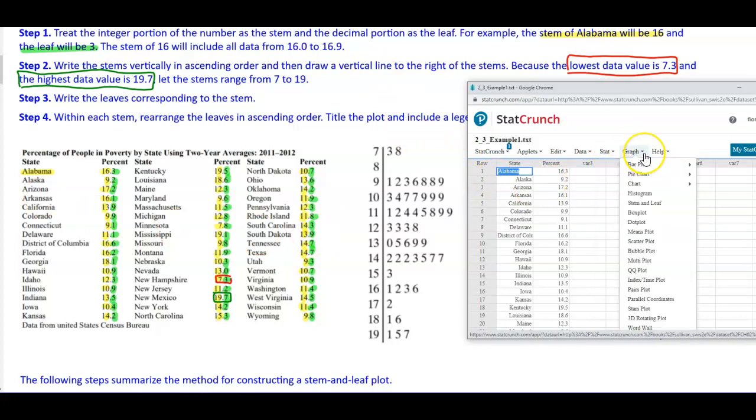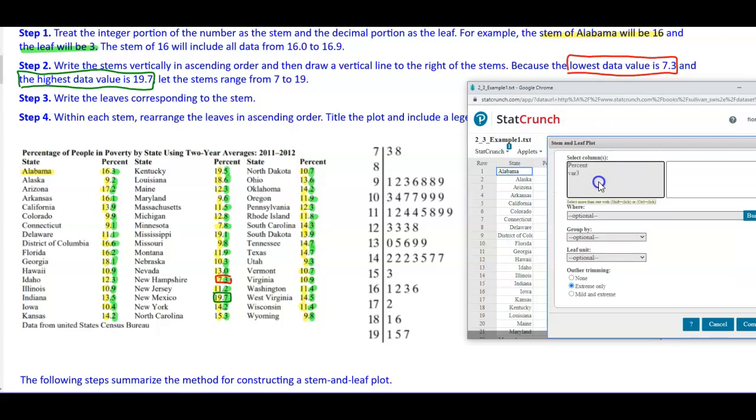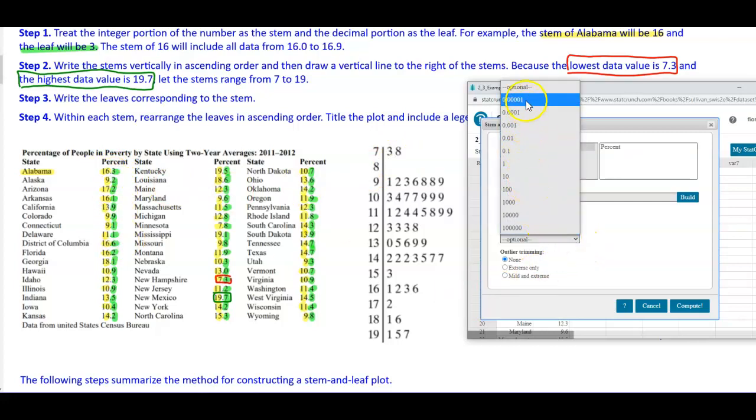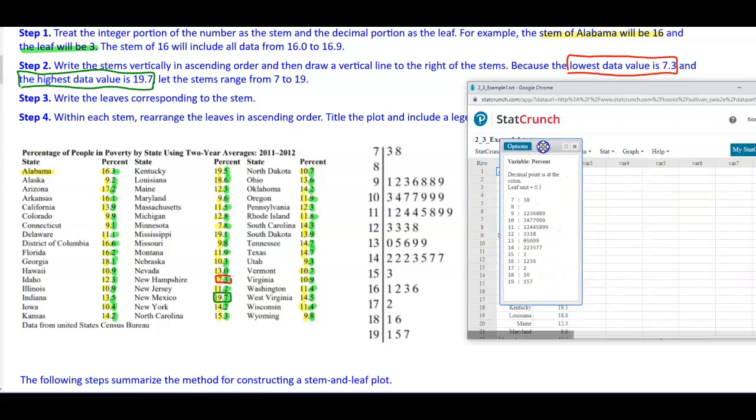So we're going to go to Graph, and then select Stem and Leaf. Then we're going to select the column that we want, which is the percent. When it says outlier trimming, we can go ahead and select none. Now, where it says leaf unit, because we use decimals, we use the leaf to be a tenth. So which one represents a tenth? Well, that would be 0.1. If we select 0.1 and then select Compute, now it's going to give us exactly what we have over here.